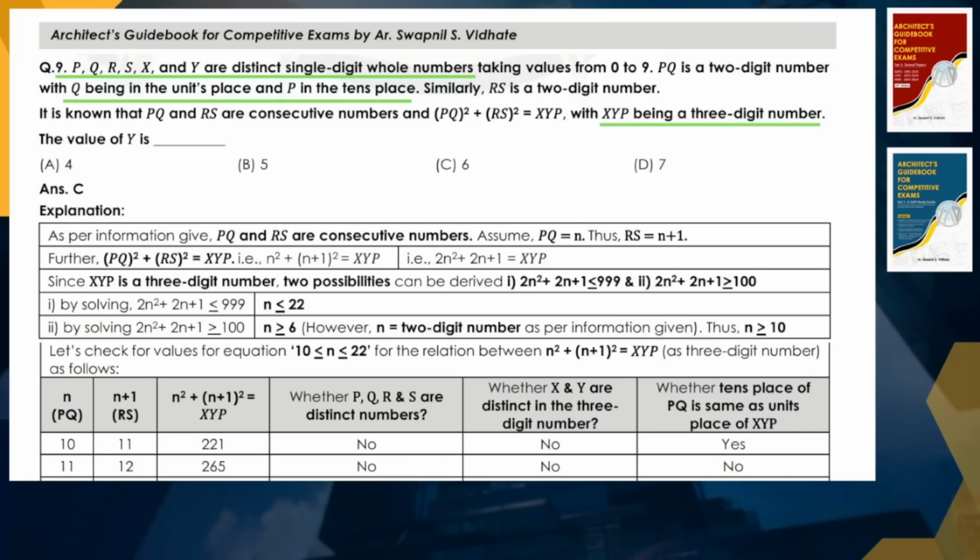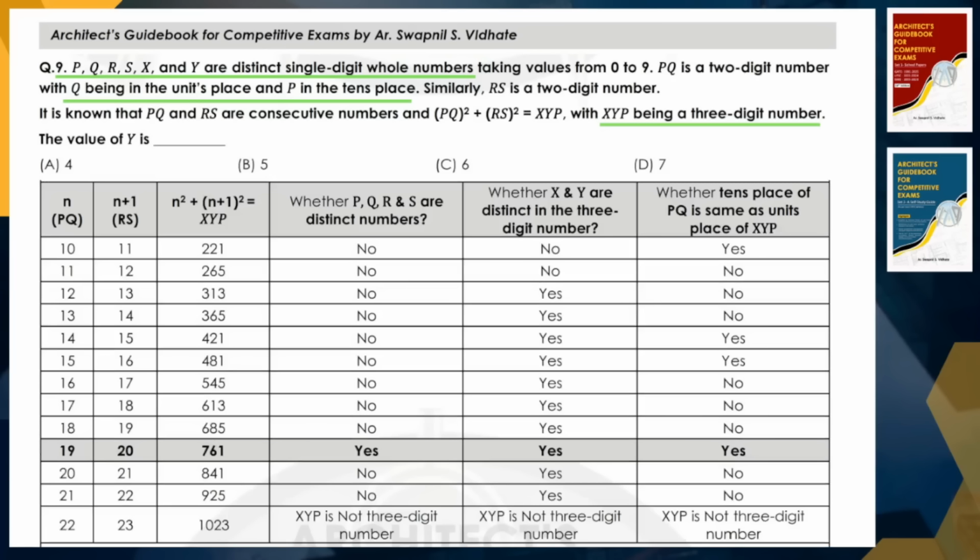The third condition is getting fulfilled, but we need to find out the values which are fulfilling all these three conditions as per the information given in the question. So if you solve, you will find that the two values which are fulfilling all these three conditions are 19 and 20. The sum of the squares of these two figures will be 761. So they are fulfilling all these three conditions which are given in these three columns, right?